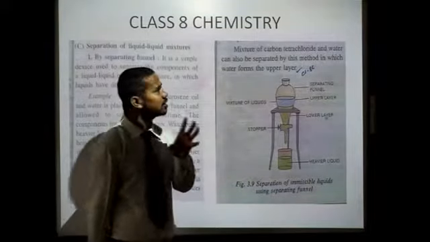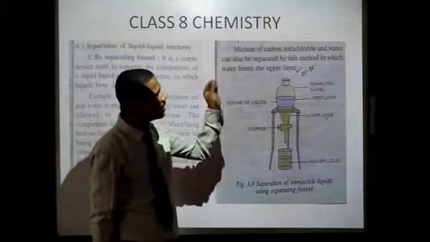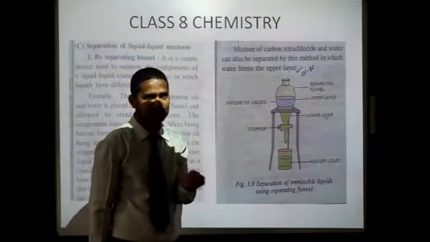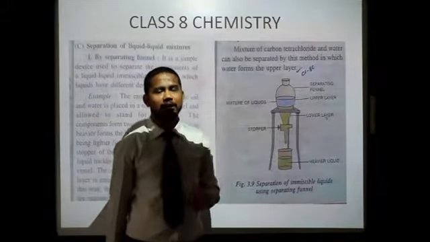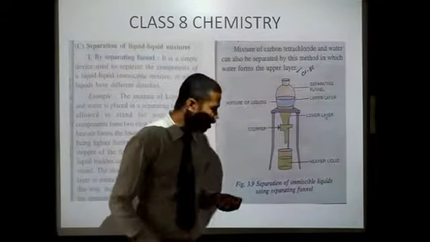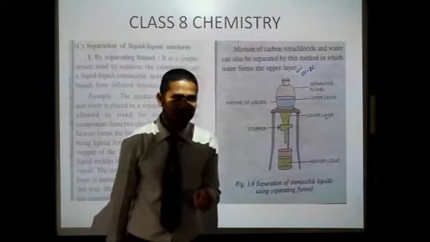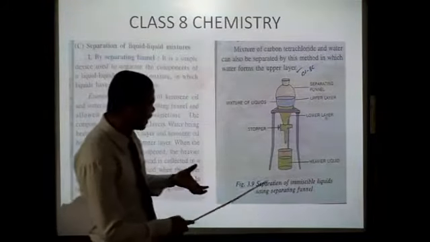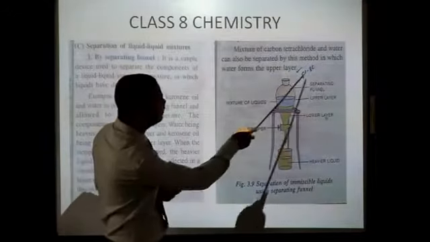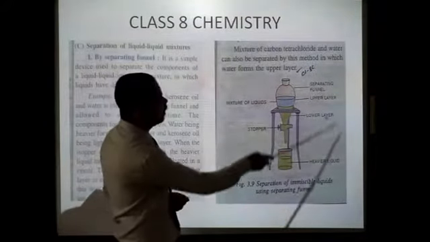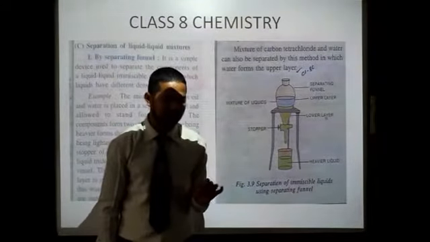So if you take the mixture of carbon tetrachloride and water, then carbon tetrachloride is heavier than water. So carbon tetrachloride will form the lower layer and water will form the upper layer in this case. So this is the way we separate immiscible liquids using a separating funnel. My dear students, you have to draw this figure in your copy, with this level diagram. Okay? Level diagram, figure 3.9, you have to draw in your copy.